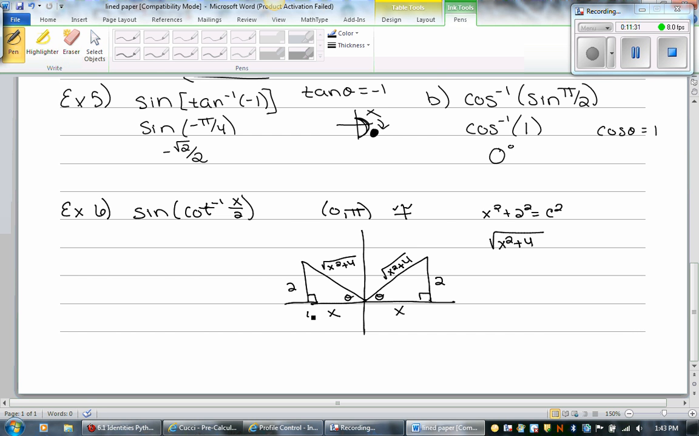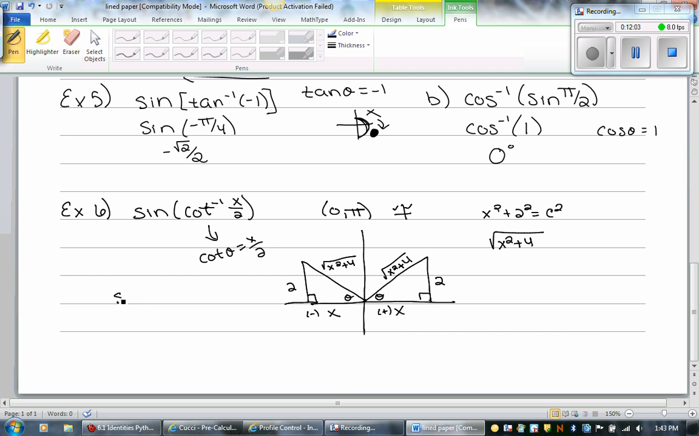Remember, x here is going to be negative and x here is going to be positive because of the direction you've moved. Since we have this information, we can now find sine based off of this. Remember, sine is opposite over hypotenuse. Because we can rewrite this as cotangent theta equals x over 2, that's why we were able to create the triangle from that. Now we find sine of that.